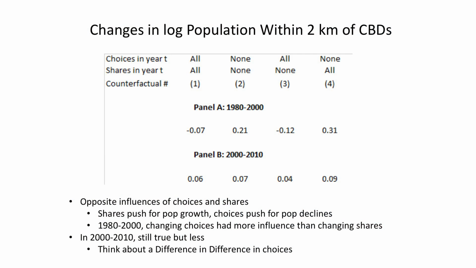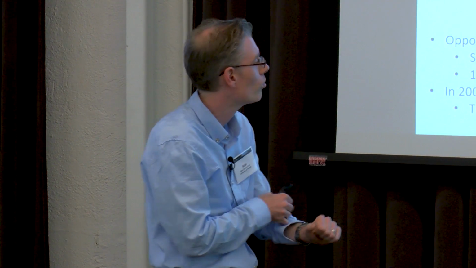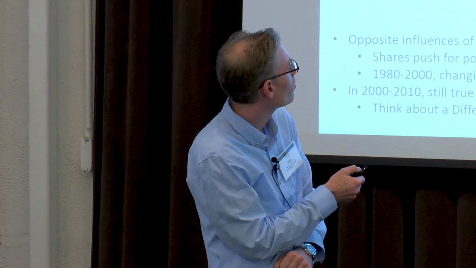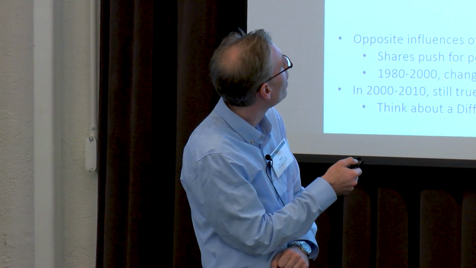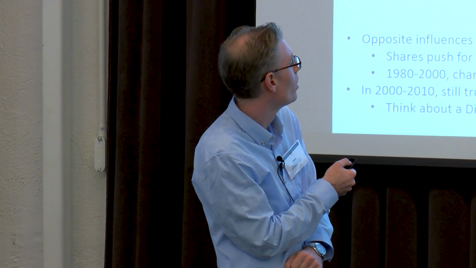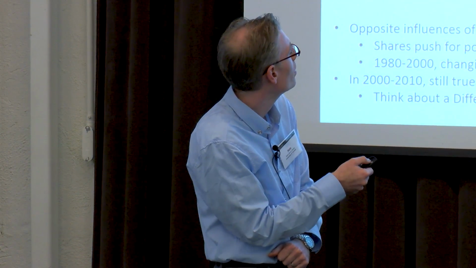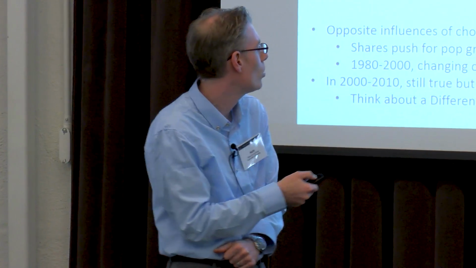Okay, so if we look at what's in the data, this is within 2 kilometers, and it gives a pretty good sense for 4 kilometers as well, though with a little bit bigger numbers. In reality, there was a 7% decline in population from 1980 to 2000, relative to a 21% population growth rate at the CBSA level. If we hold shares constant but allow choices to change, then we get a very similar number. Okay? But if we hold choices constant and allow shares to change, then we get a very large positive number. Okay? So what does this say?